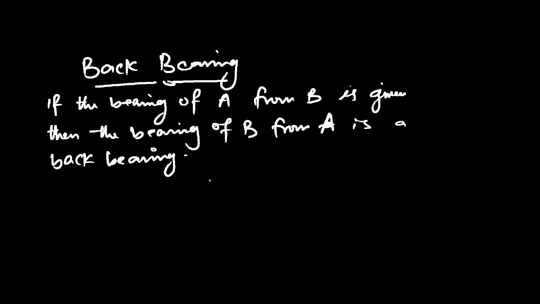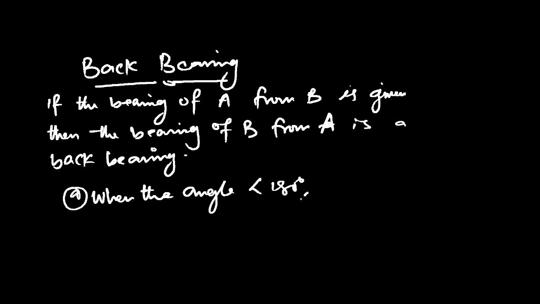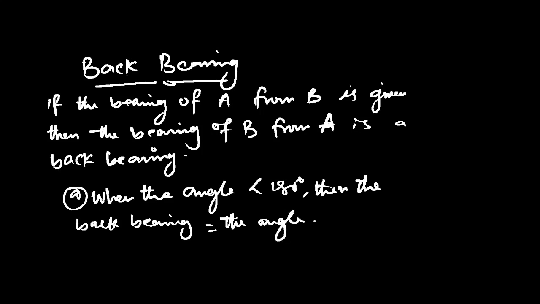Now, for back bearing, there are 2 conditions. The first condition is that when the given angle is less than 180 degree, are you getting this now? If the given angle is less than 180 degree, then the back bearing is going to be the given angle plus 180 degree. That is if this value is less than 180. Are you getting it now?